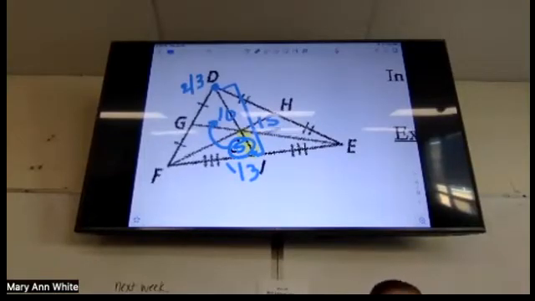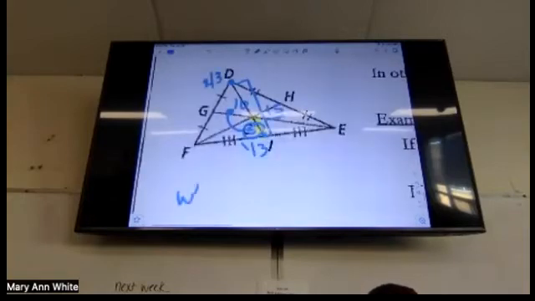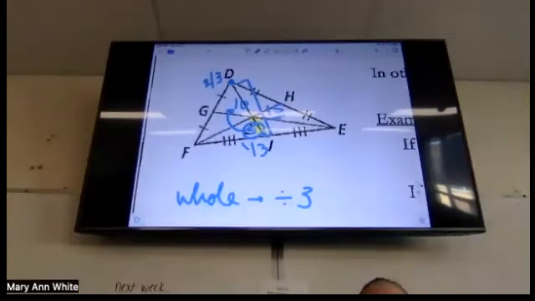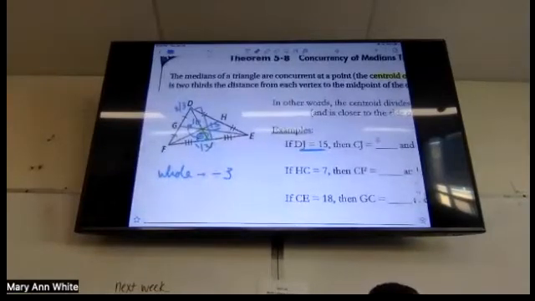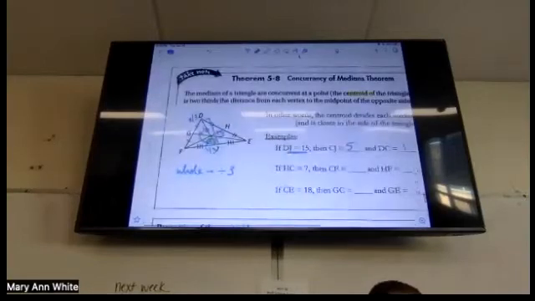And I took the whole number, so I took the whole and I divided it by 3 in order to get that short segment. I always want to get that short segment and then I can move it around from there. But if I don't have the short segment, I want to get to the short segment. Okay. So we found that CJ was 5 because we did 15 divided by 3. And then I did 5 times 2, or essentially 15 minus 5, and I got 10 for DC. So that's if I give you the whole bit.